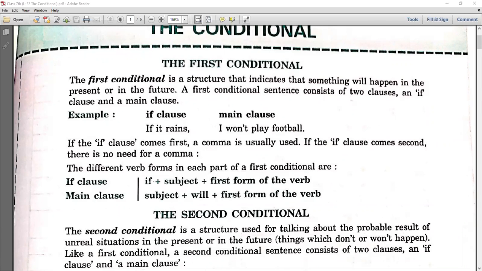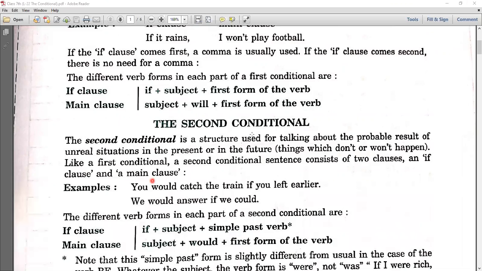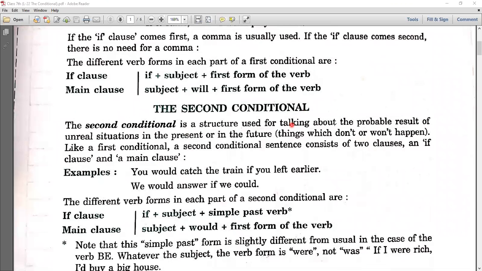Okay everyone, the second conditional. Let's read the second conditional. The second conditional is a structure used for talking about the probable result of an unreal situation. An unreal situation which is not real, in the present or in the future. Again, things which don't or won't happen, जो नहीं होती है और ना ही होगी.